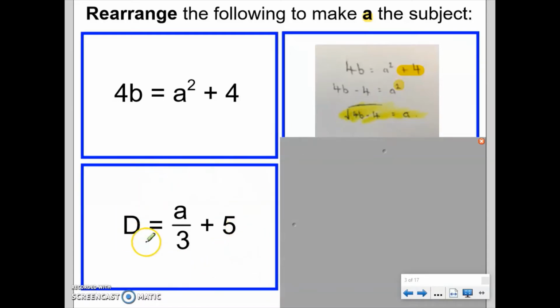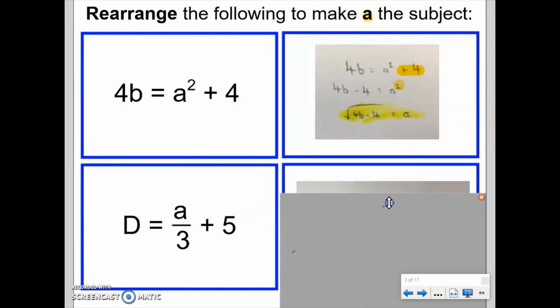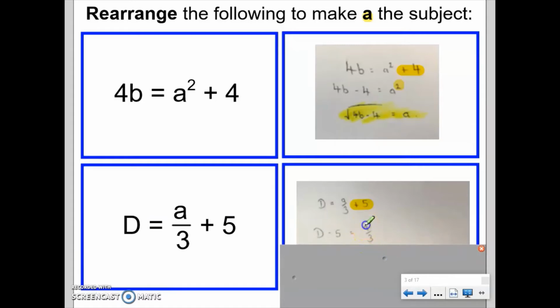Again, we want to make A the subject in this question. There's my question. I'm going to take the plus 5, move it onto this side to make it a negative 5. So I'm subtracting 5 from both sides. I still don't have A by itself. This currently reads as A divided by 3. So I'm going to multiply both sides by 3.